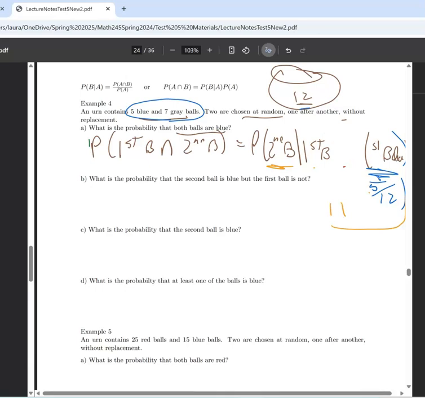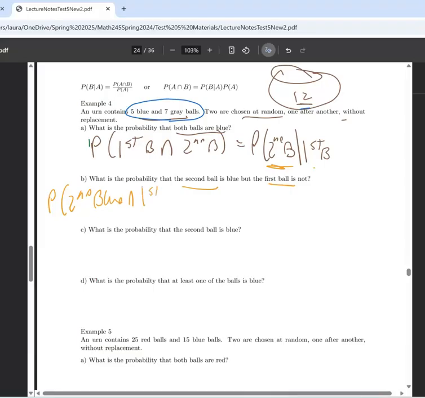All right, so now I'm going to look at part B here. So the probability that the second ball is blue, but the first ball is not. All right, let's do it. So probability of second is blue, and the first is not blue. I could say gray, right? Why don't I just say gray? All right, gray, G-R-A-Y, G-R-Y, doesn't matter.